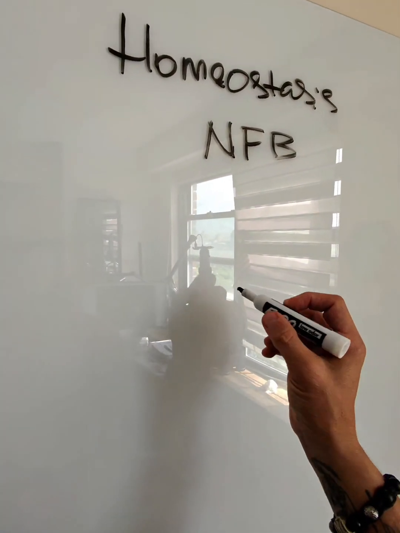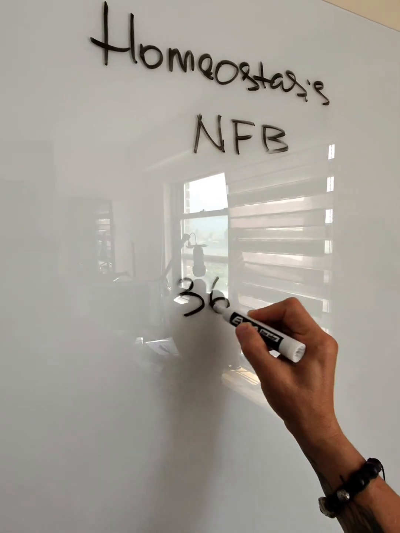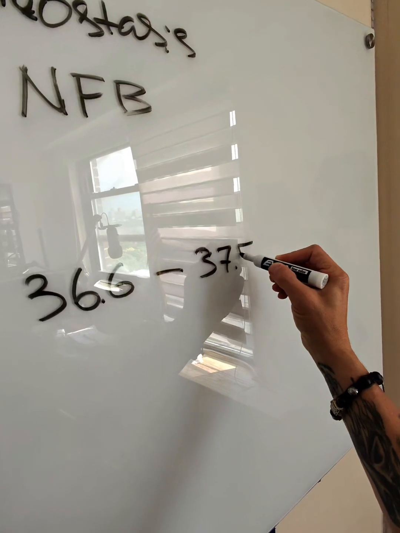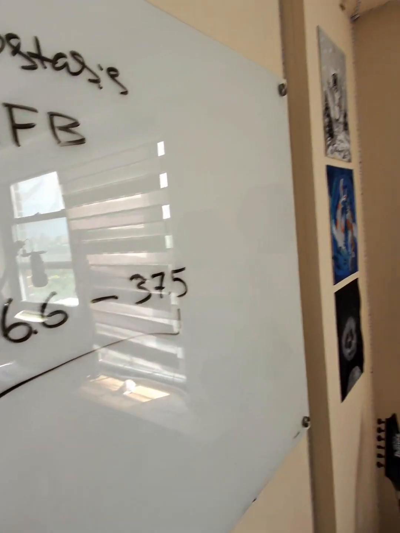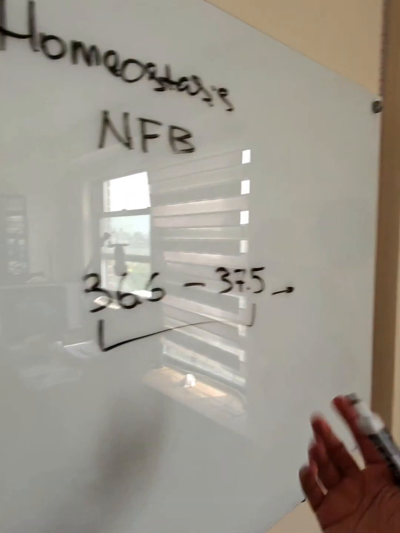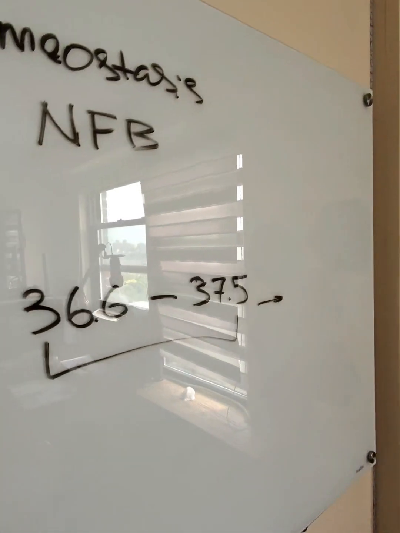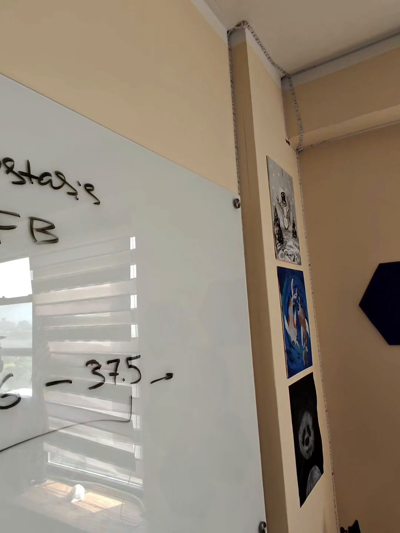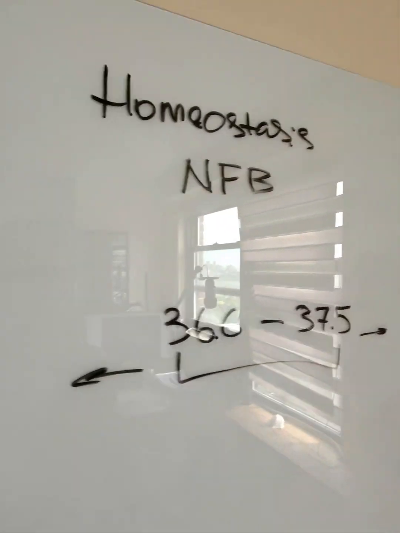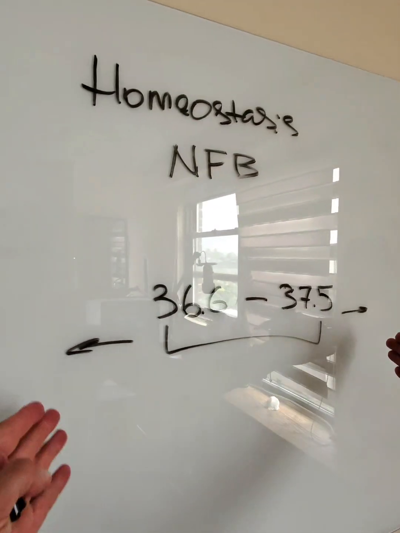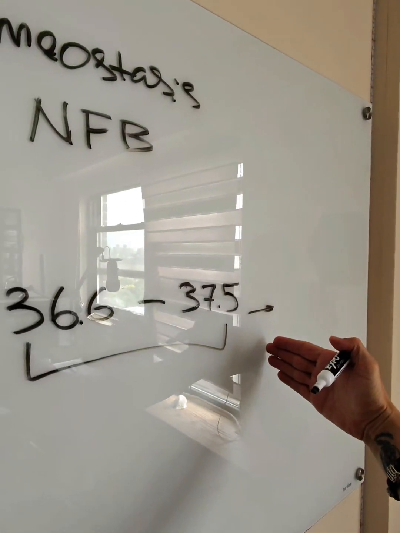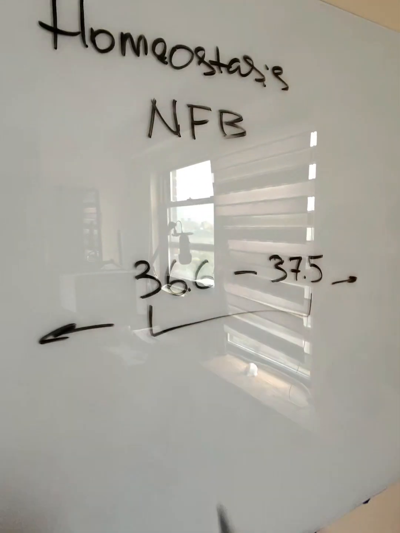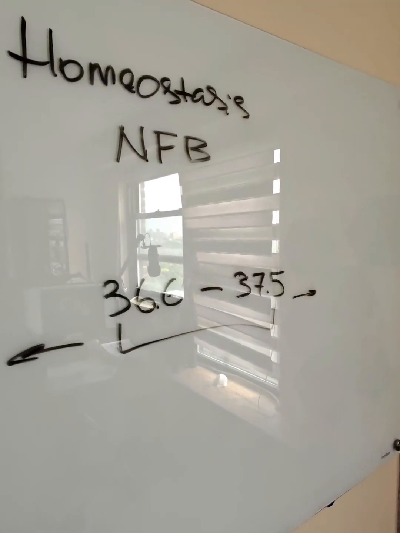So let's look at an example of homeostasis and negative feedback. Let's say body temperature is 36.6, and there's a range, let's say up to 37.5. The body tries to maintain this range. Any shift to the right or to the left is called a deviation, and that can lead to unpleasant outcomes. So the body tries to maintain this relatively stable environment because the other systems are also designed to work within this range.